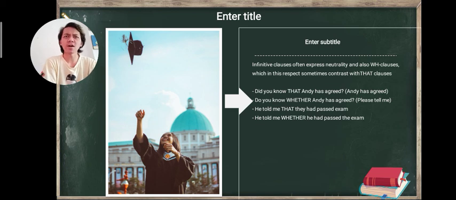Infinitive clauses often express neutrality, and also WH clauses, which in this respect sometimes contrast with that clauses. For example, did you know that Andy has agreed? Andy has agreed. Do you know whether Andy has agreed? Please tell me. He told me that they had passed the exam, or he told me whether he had passed the exam.